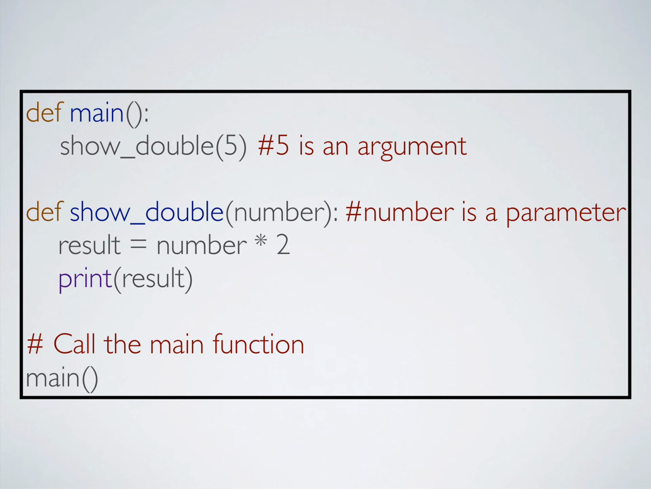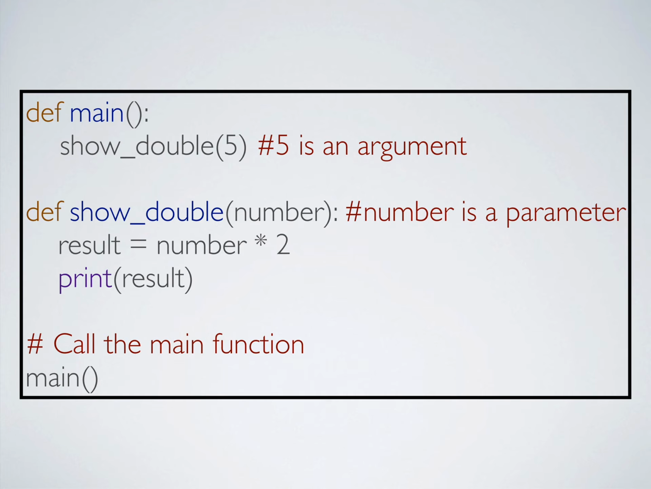So again, number is a parameter variable. It is a variable whose value does not get assigned until you actually make a function call. So it does some stuff with the number, prints the result, cool. Alright, then we call the main function. So this is when we're actually going to start running code. So we call main. We go up to the main function definition. Main says call show double.